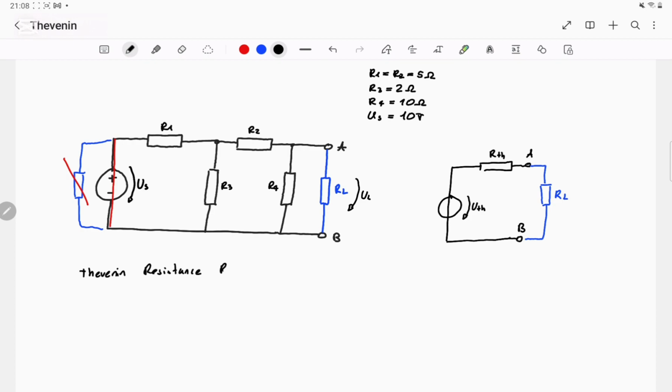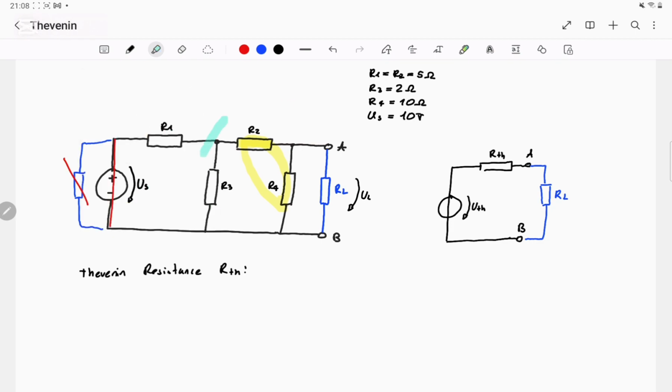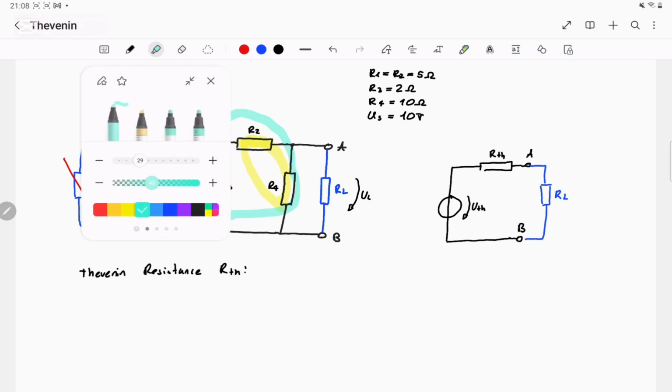First, we look at the resistors R2 and R4. These two are in series, so we add them together to get a new equivalent resistor. We'll call that R24. Assuming R2 is 5 ohms and R4 is 10 ohms, R24 becomes 15 ohms. Next, we take this new resistor R24 and look at it in parallel with R3. To combine these in parallel, we use the reciprocal formula. 1 over the equivalent resistance equals 1 over R3 plus 1 over R24. After doing the math, this gives us an equivalent resistance of about 1.76 ohms.